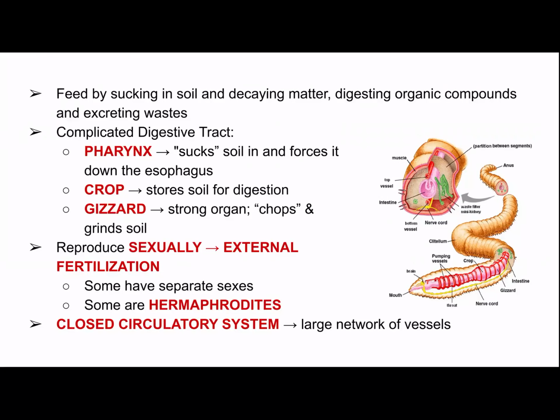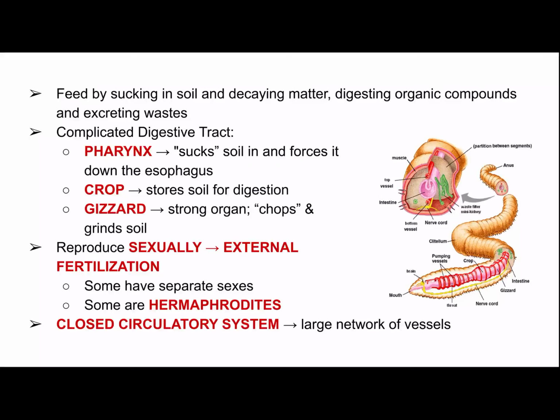Now, segmented worms are also hermaphrodites. Some of them are, which means that they possess both male and female sex organs, but some species of them do have separate sexes. Either way, they do reproduce sexually through external fertilization, which means that the sperm and the eggs are fertilized outside of the female's body. So the female lays the eggs, and the male will excrete the sperm to fertilize those eggs, and then the eggs hatch and new worms come about.